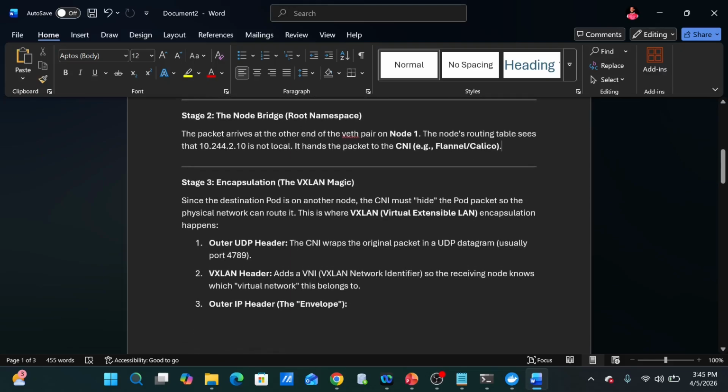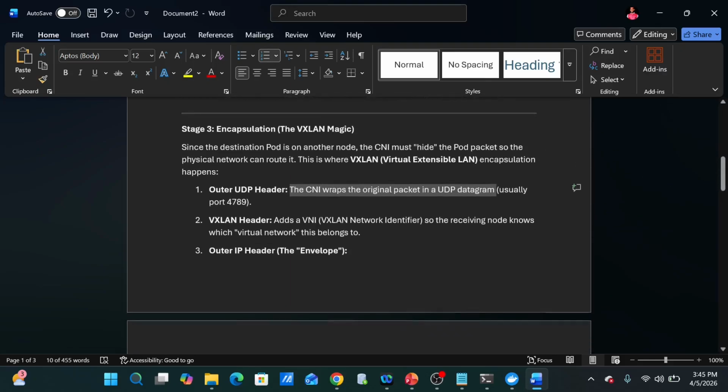For the outer UDP headers, the CNI wraps the original packet in a UDP datagram. Usually port 4789 is used for that. But if you are a CNI developer, then you can change it, and it can also change as per your CNI plugin implementation. So there is no hard rule; you just have to conceptualize the things. Now the VXLAN header comes into the picture. It adds a VNI, VXLAN Network Identifier, so the receiving node knows which virtual network this belongs to. This is just like a VLAN ID.